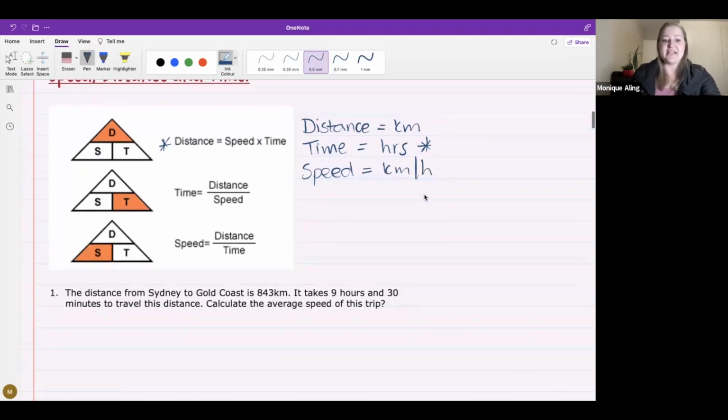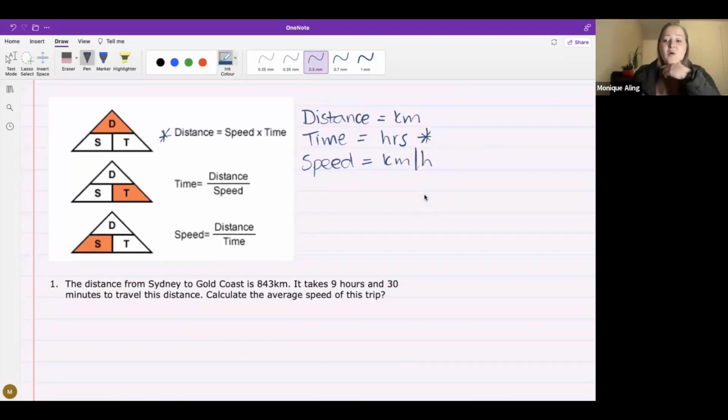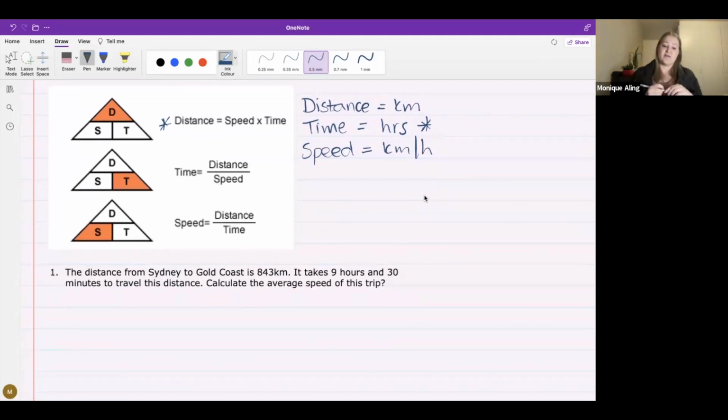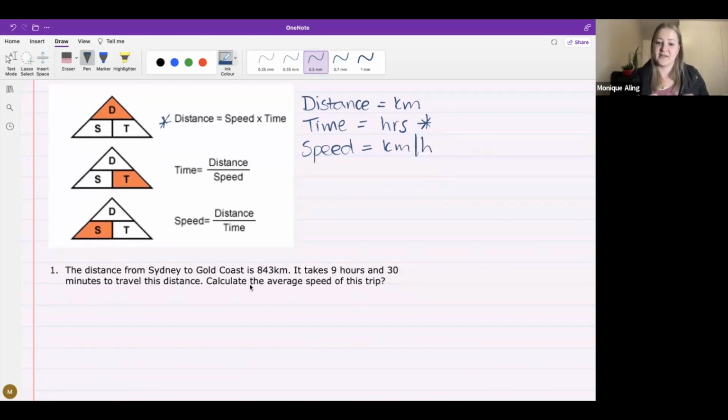Okay, just to see if we remember how it went on Monday, I'm going to ask you guys to quickly try question 1 for me. It says the distance from Sydney to Gold Coast is 843 kilometers. It takes 9 hours and 30 minutes to travel this distance. Calculate the average speed of this trip. I'm going to give you guys about 2 minutes to quickly complete that for me, please. If you have any questions, please raise your hand or ask us in the chat.